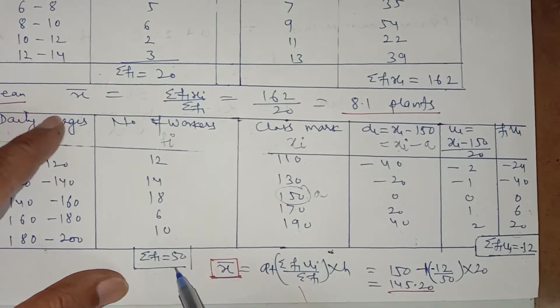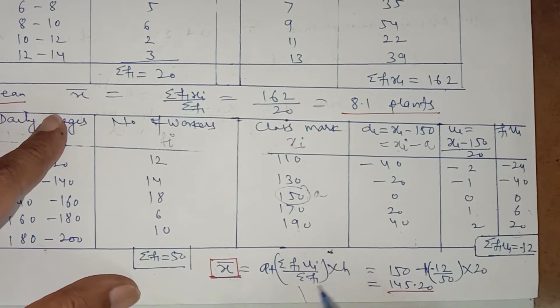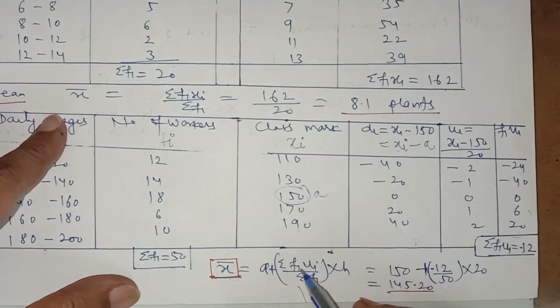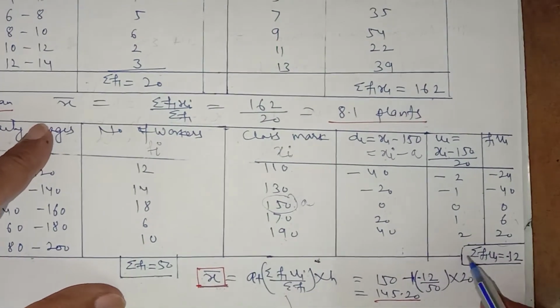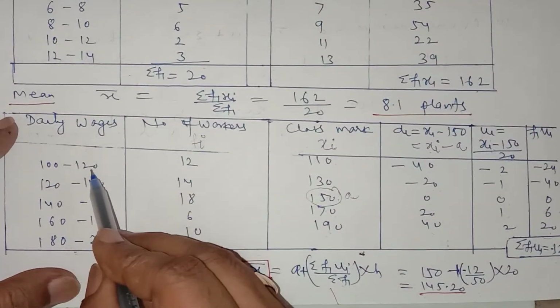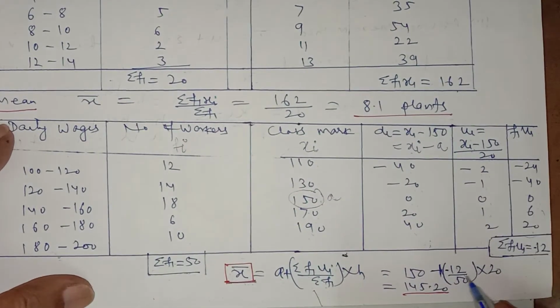Add all this, it is equal to 50. So the mean by using the step deviation method is A plus summation Fi ui upon summation Fi, into h. Now A is the assumed mean, which is equal to 50. Summation of Fi into ui is equal to minus 12. Summation of Fi is equal to 50, and h is the class size, which is upper limit minus lower limit, equal to 20.